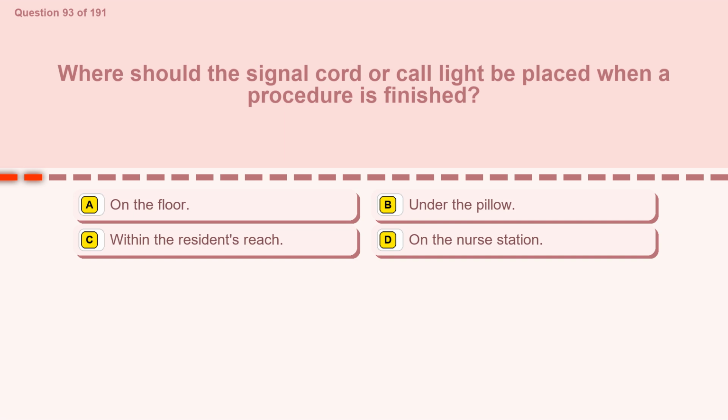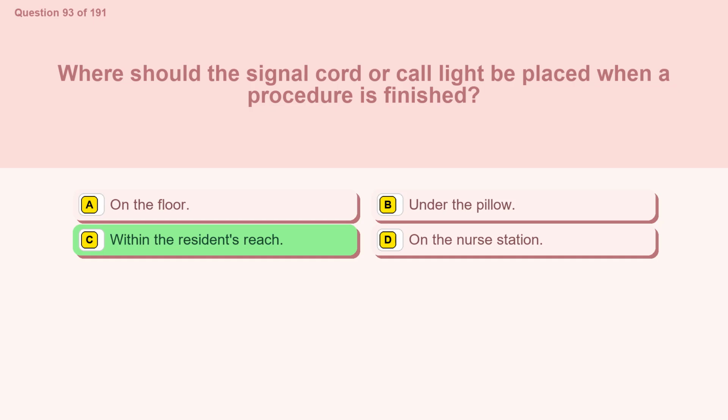Question 93. Where should the signal cord or call light be placed when a procedure is finished? Option A, on the floor. Option B, under the pillow. Option C, within the resident's reach. Option D, on the nurse station.